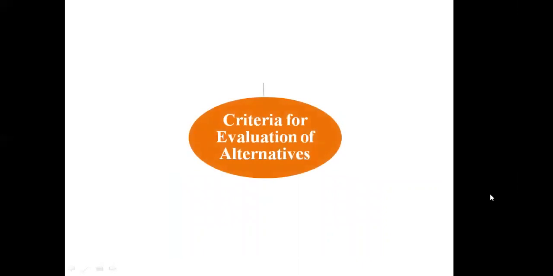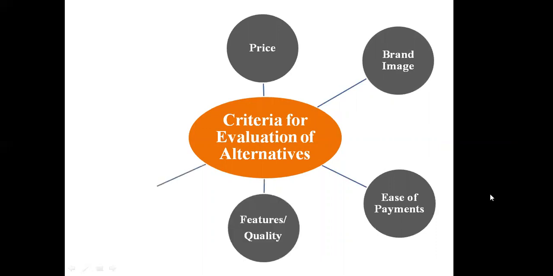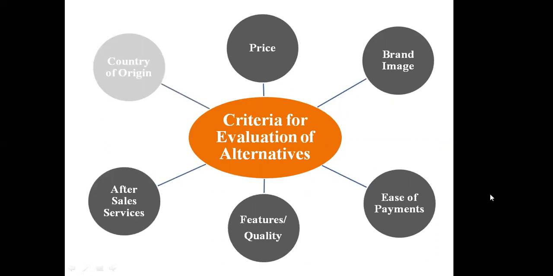So after discussing the first two stages in detail, now we will discuss the third stage. In this slide, we will discuss the criteria for evaluation of alternatives. The first one is price. As we know, price is the most important factor for evaluating any product, as the consumer will evaluate as per the finances available with him. So marketers lay stress on price promotion to attract more and more customers.